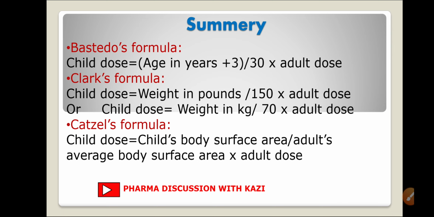According to Basteido's formula, child dose equals age in years plus 3 divided by 30 into adult dose. Clark's formula states that child dose equals 18 pounds divided by 150 into adult dose, or child dose equals 18 kg divided by 70 into adult dose. According to Katzel's formula, child dose equals child's body surface area divided by adult's average body surface area into adult dose.